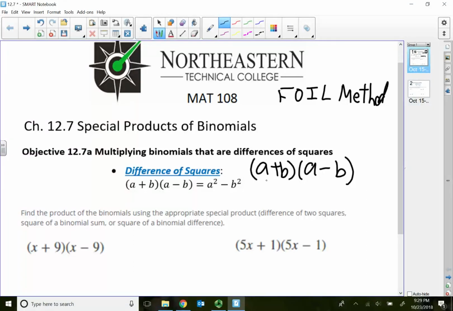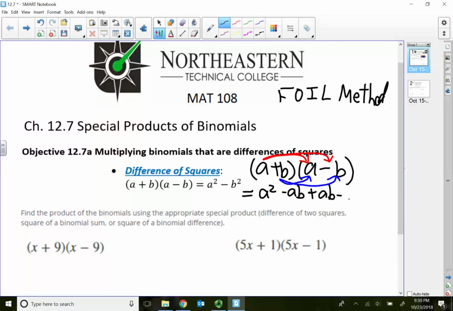So the first terms are the same in the parentheses, the second terms are the same in the parentheses, but you have one plus sign and one minus sign. That's called the difference of squares. If we do a FOIL method right now, I'm going to show you this will happen every time. a times a is a squared, and then the outer is a times negative b, which is negative ab. The inner, positive b times a, is positive ab, because b times a is the same as a times b.